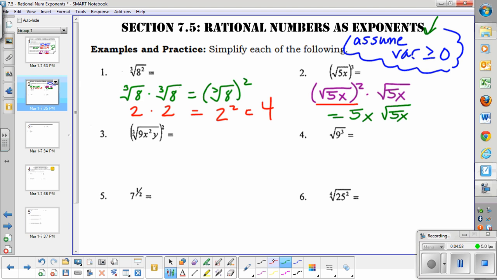Our next example, I think it's going to be more advantageous in this one to do all of our squaring first.